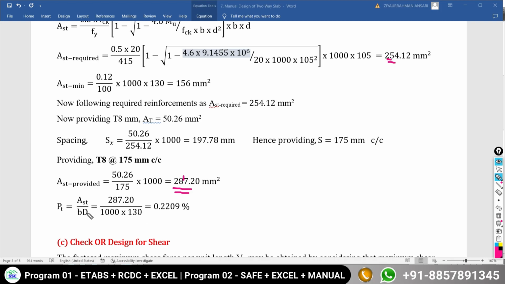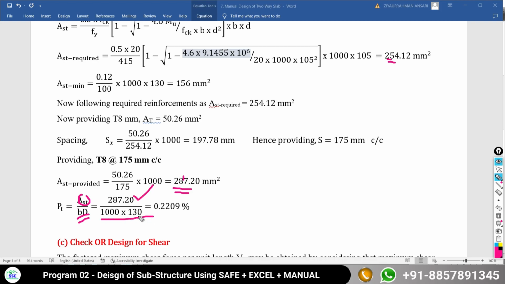How much is the percentage of reinforcement provided along the longer span? The total area of the reinforcement divided by the sectional area, 1000 multiplied by the overall depth of 130. So we are getting the percentage of reinforcement as 0.2209 percent. This is again more than 0.12%.